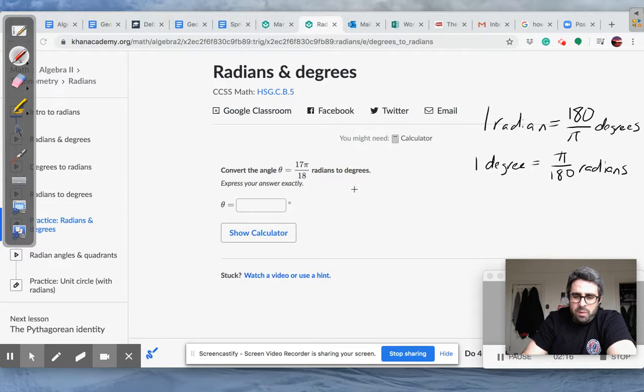All right, so for this problem, I'm just going to multiply 17 pi over 18, and we're trying to convert to degrees, so I'm going to multiply by 180 over pi. So what ends up happening is the pi's will cancel out because they're on different sides of the denominator. And then we're left with 17.